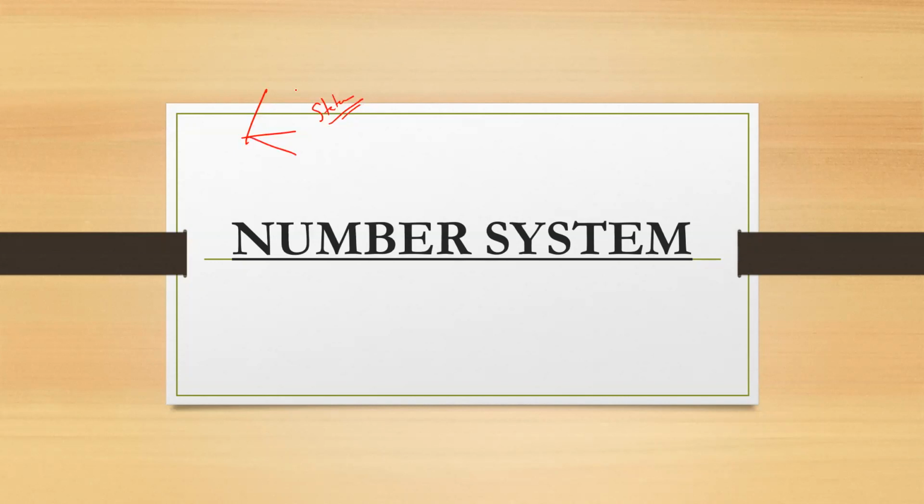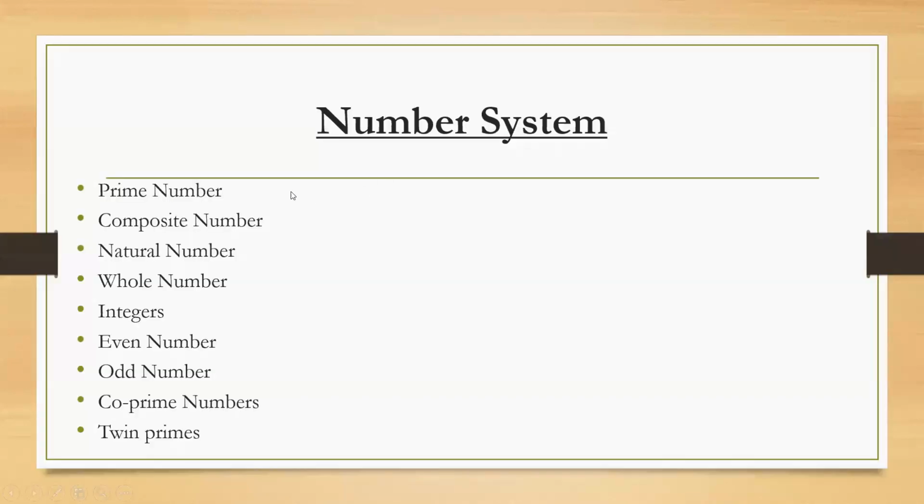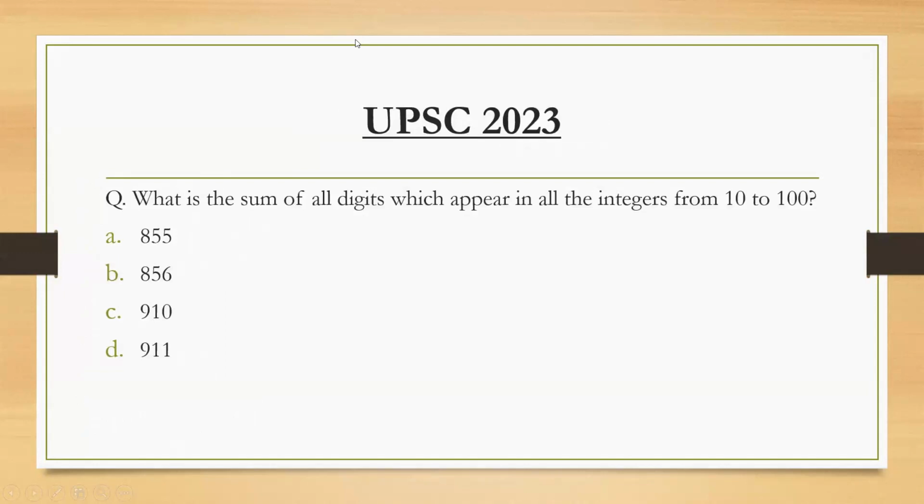Today we deal with another concept, that is the concept of digits. So let us directly jump into the topic. Prime numbers, composite numbers, all of this we have already discussed. First, let me show you the question on the basis of which we are going to discuss today's class. This is a 2023 question that asked: what is the sum of all digits which appear in the integers from 10 to 100?